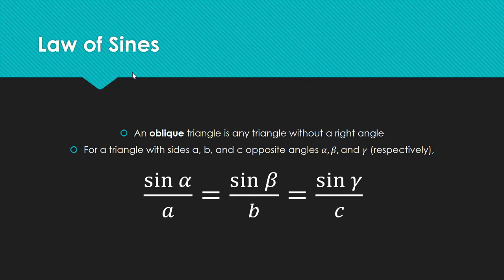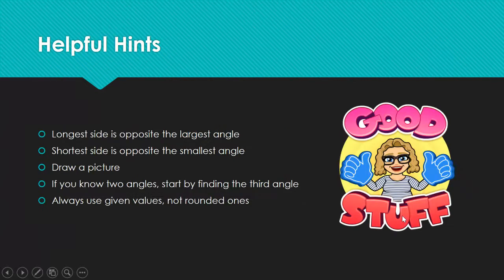The law of sines says if we have a triangle with sides A, B, and C, which are opposite angles alpha, beta, and gamma. So alpha is opposite side A, beta is opposite side B, and gamma is opposite side C. The sine of angle alpha over side A is the same as the sine of angle beta over side B, which is also the same as the sine of angle gamma over side C. So how do we use that?